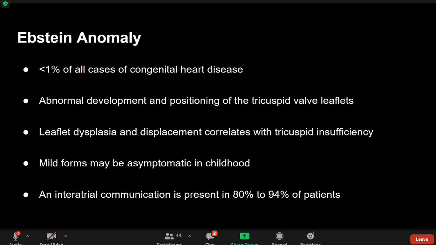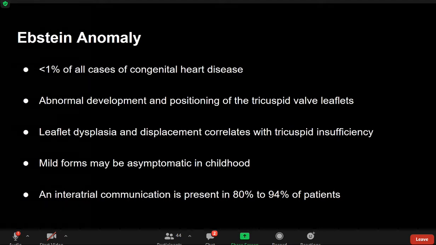Usually mild forms may be asymptomatic in childhood. However, as they grow into adults, they could present with symptoms of cyanosis, right heart failure, or arrhythmia. And usually, there's an interatrial communication present in 80 to 94% of patients. But aside from this, we can also see atretic aortic valves, pulmonary atresia, hypoplastic pulmonary artery, and other complex congenital heart defects.